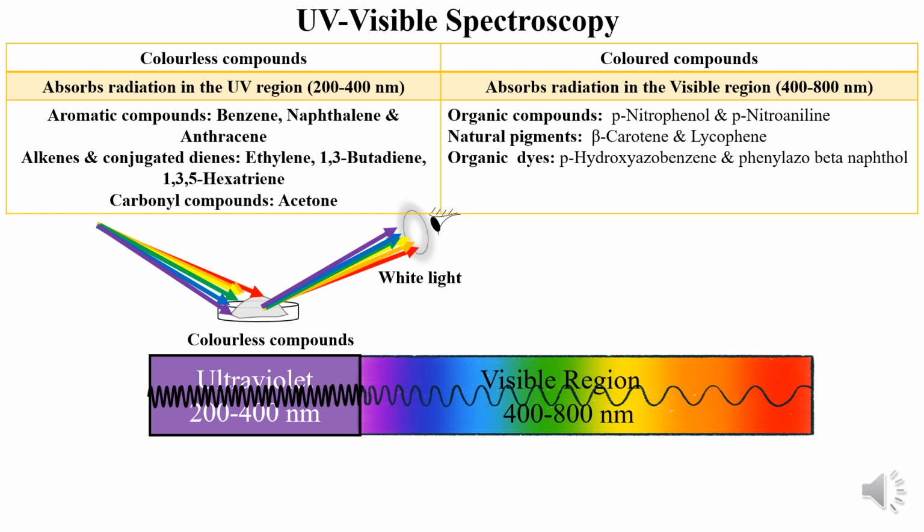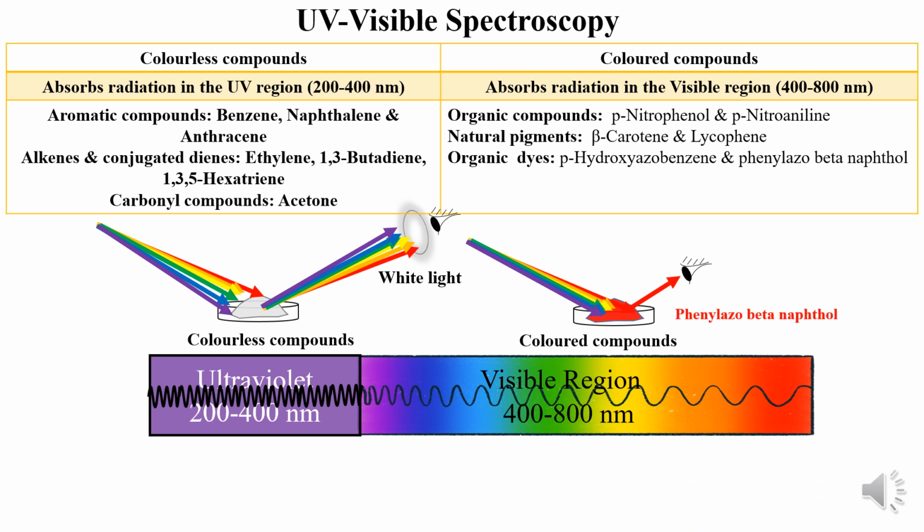And what about colored compounds? Now in case of colored compounds, they absorb radiation in the visible region. So when the visible radiation strikes the colored compounds, certain wavelengths are absorbed by the colored compound, while the unabsorbed wavelength of radiation is reflected back. And when this unabsorbed reflected radiation strikes the retina of the human eye, it produces a characteristic color as seen by the observer.